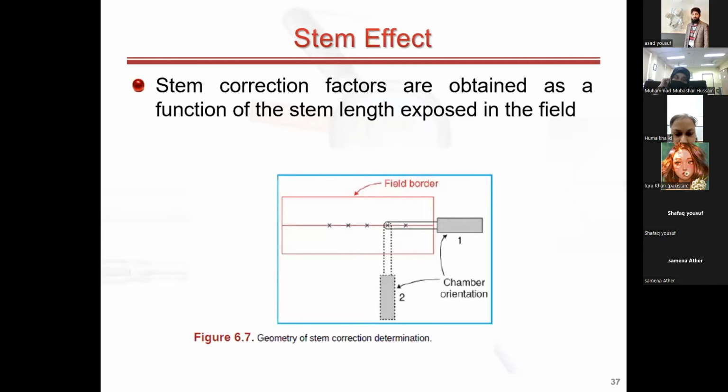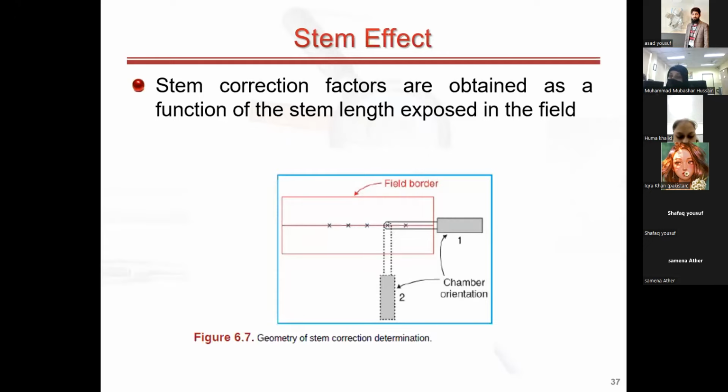Stem effect becomes very high when we use the ion chamber in the axial direction. That's why for reference dosimetry, when we are using a Farmer chamber, it is recommended to use the chamber in the radial direction, that is the direction perpendicular to the axis of the radiation beam. It is not possible to exclude all the stem and cable from the radiation beam, but at least the cable of the ion chamber can be excluded.